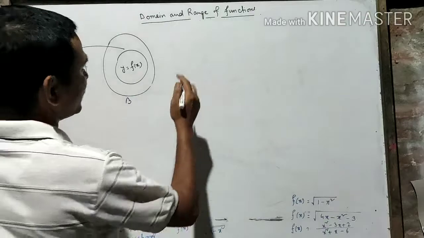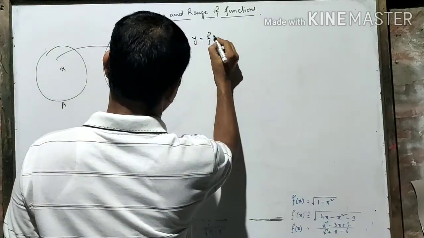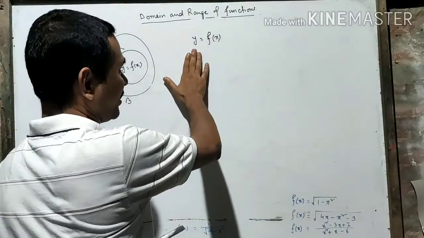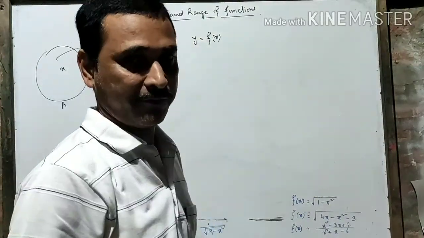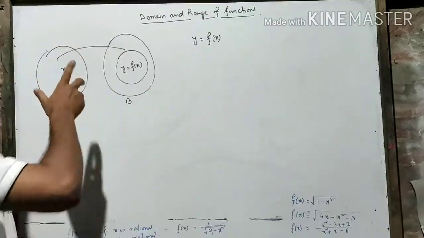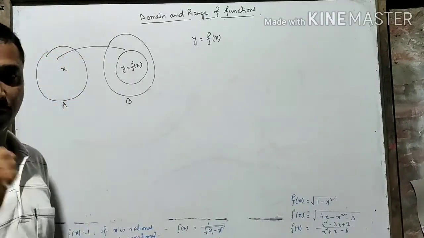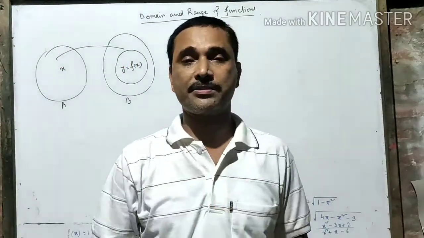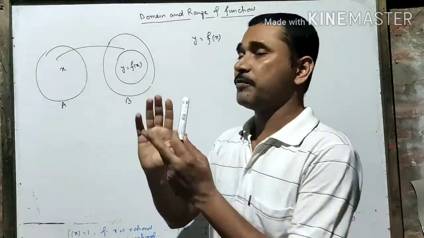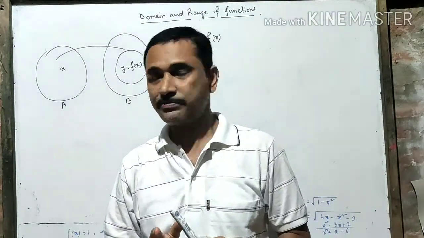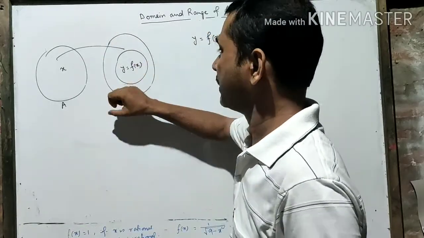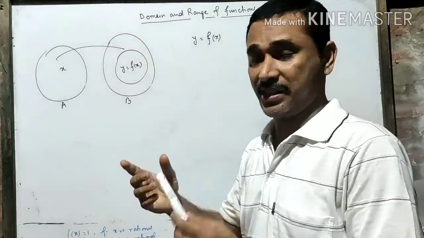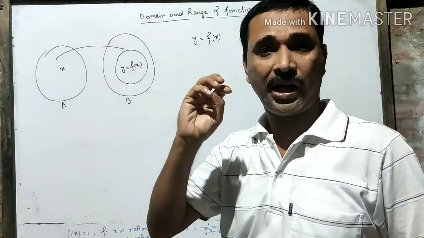Generally we represent a function by y equal to f(x). Here y is called the image of x under f. And what is domain? The set A itself is called the domain. In A there lie the values of x. So in other words, we may say that the values of x are called the domain. And in the set B, some elements are used as the values of y, that means the images, and the set of images is called the range.